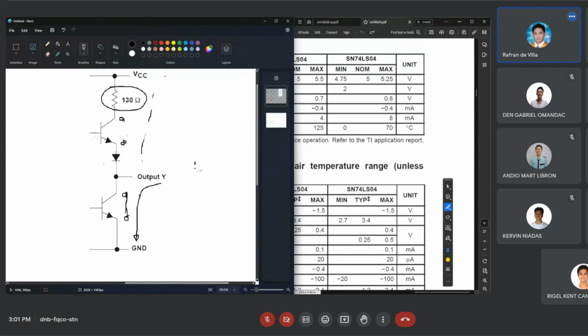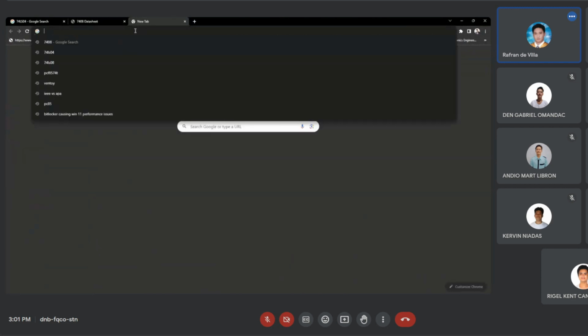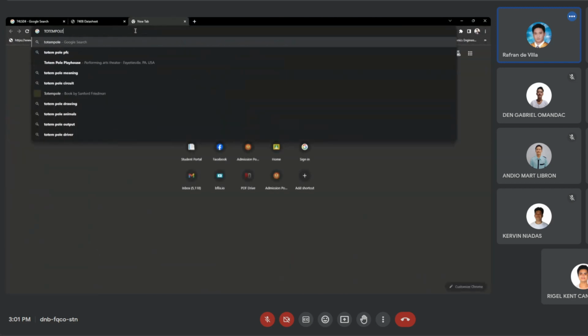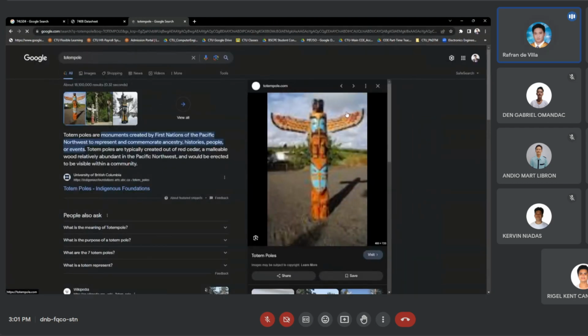Okay? So this output configuration, guys, is what we call a totem pole output. Are you familiar with the word totem pole? So, this is a totem pole. Okay? Did you get why the output is called a totem pole?